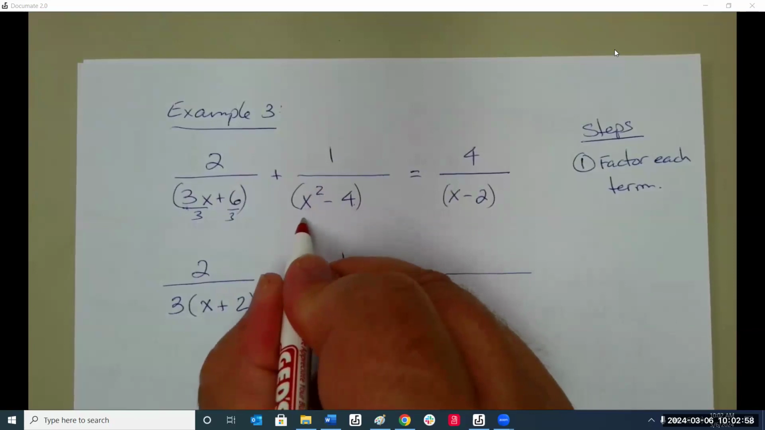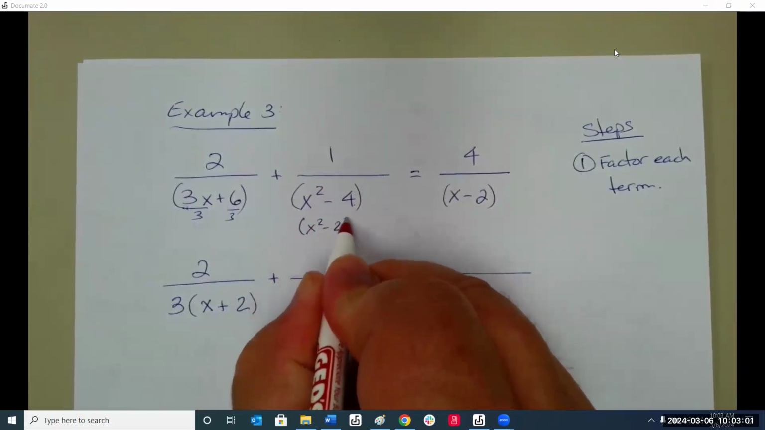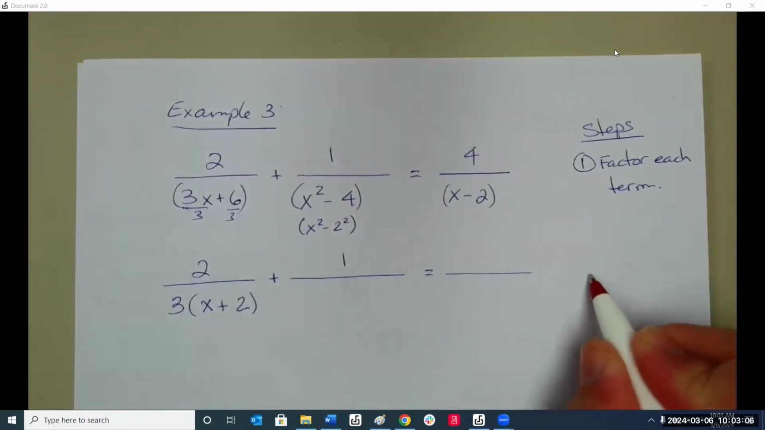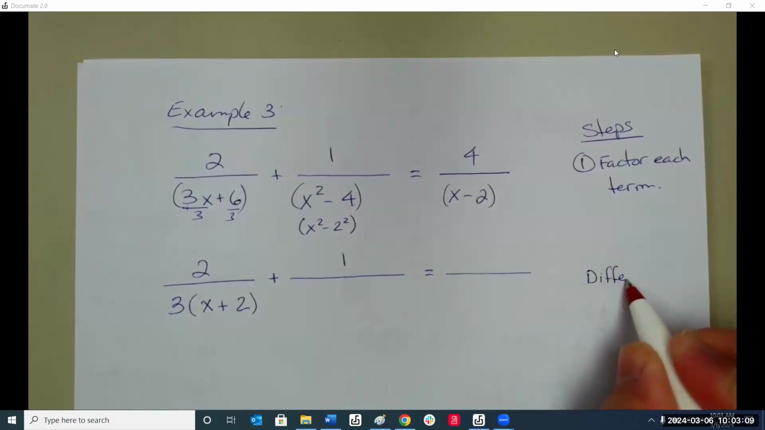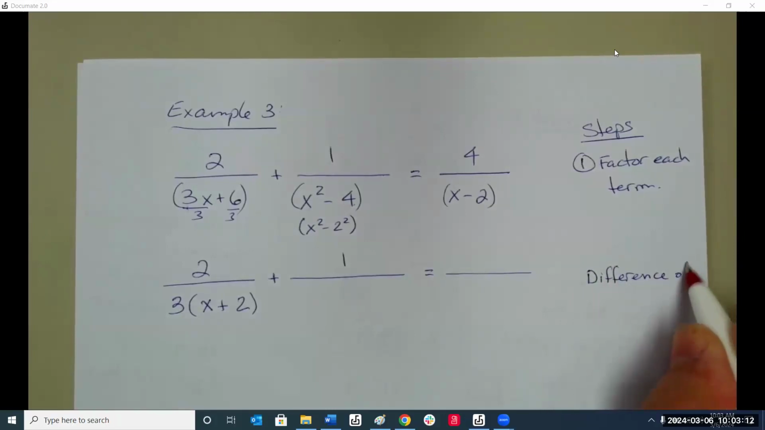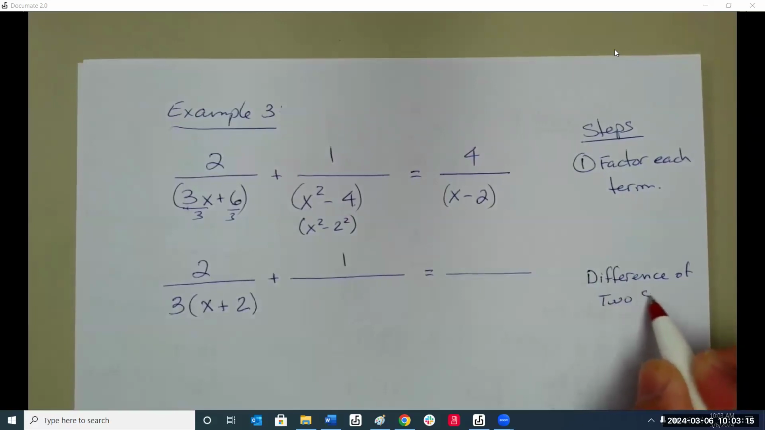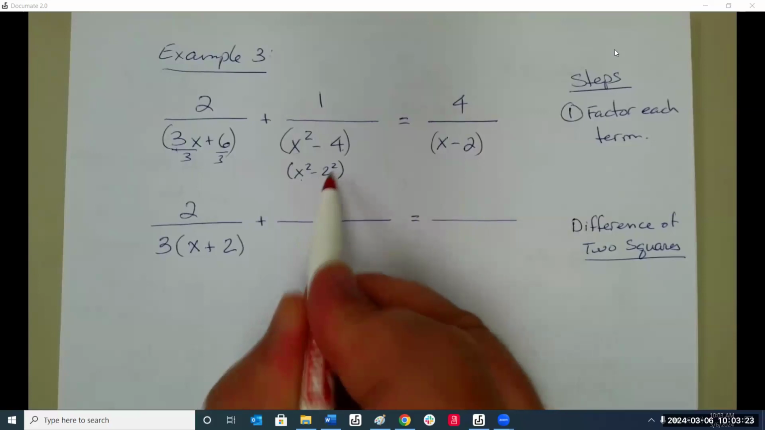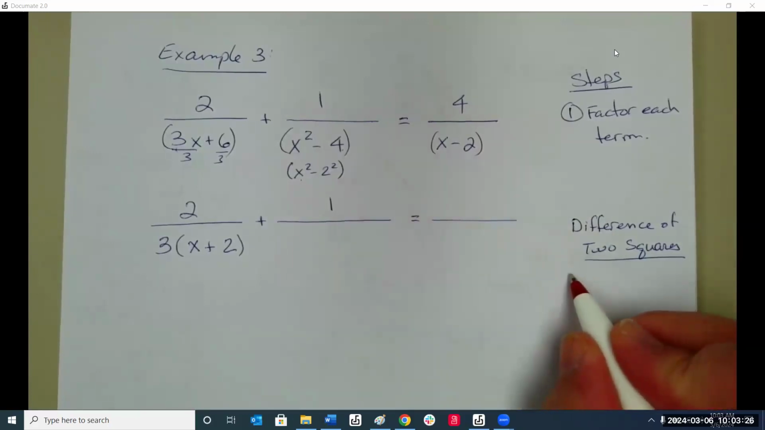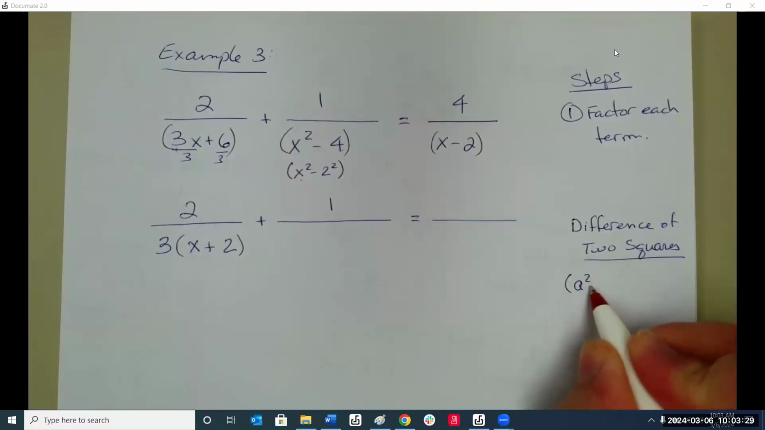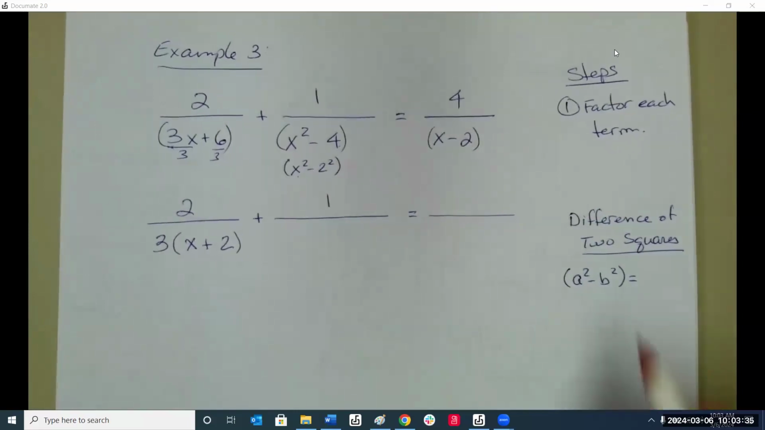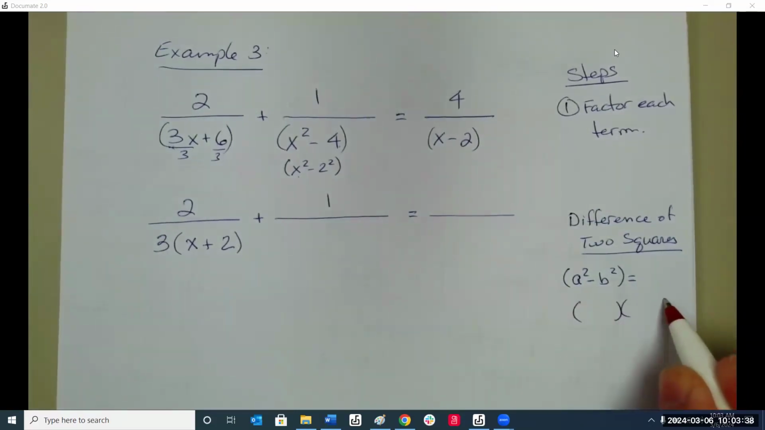So what this really looks like is this, x squared minus 2 squared. It's got a name. It's called the difference of 2 squares. Difference means subtraction. So we have x squared minus 2 squared. The formula is this. If we have two numbers that are perfect squares, we can factor that out.